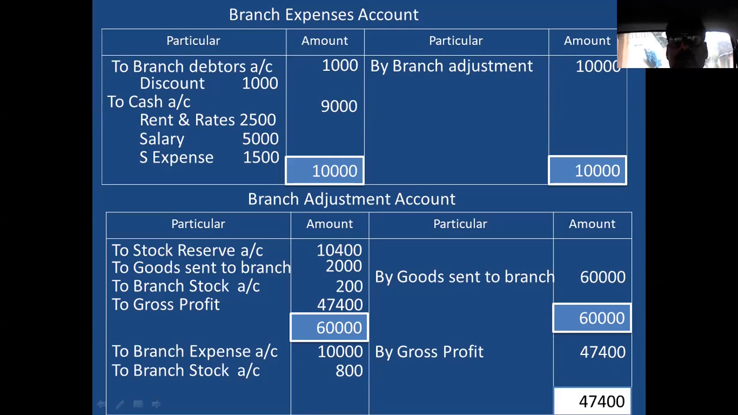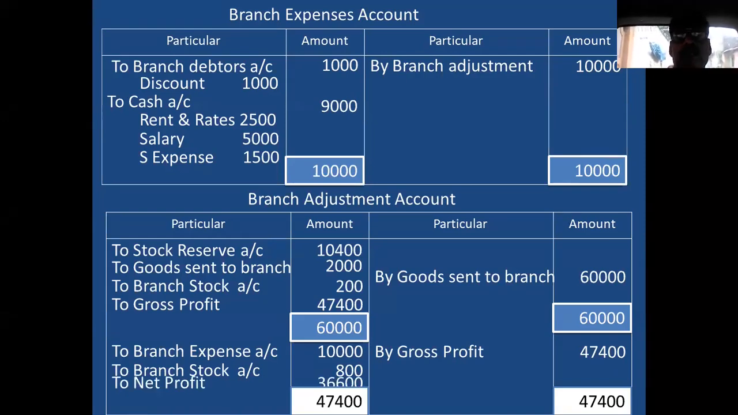Total is 47,400. 47,400 to net profit is 36,600. In this way, you solve this problem. Okay, come to next problem. Problem number 31.